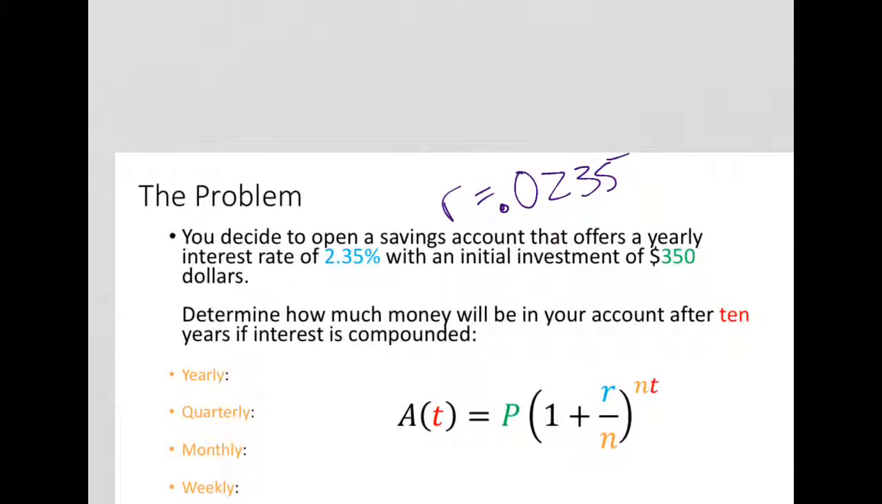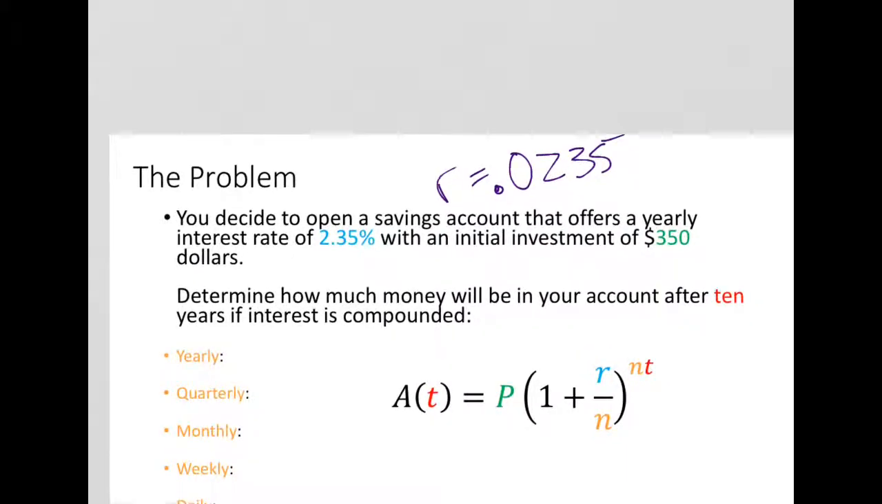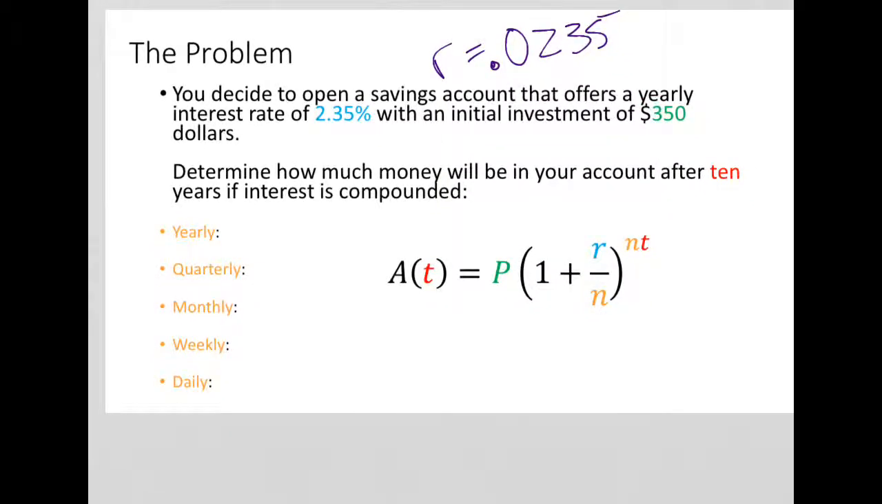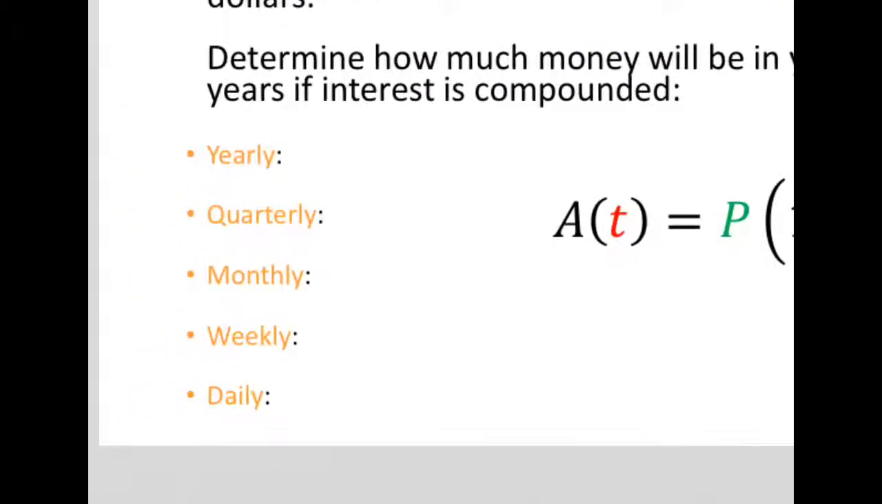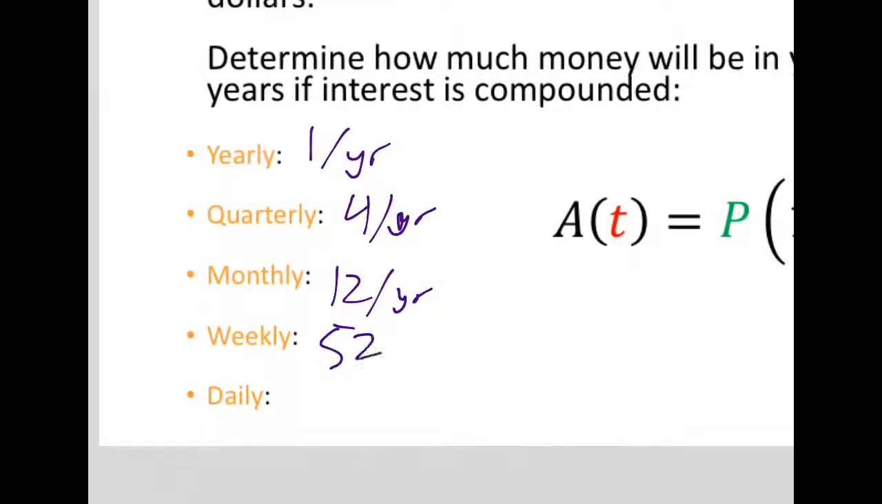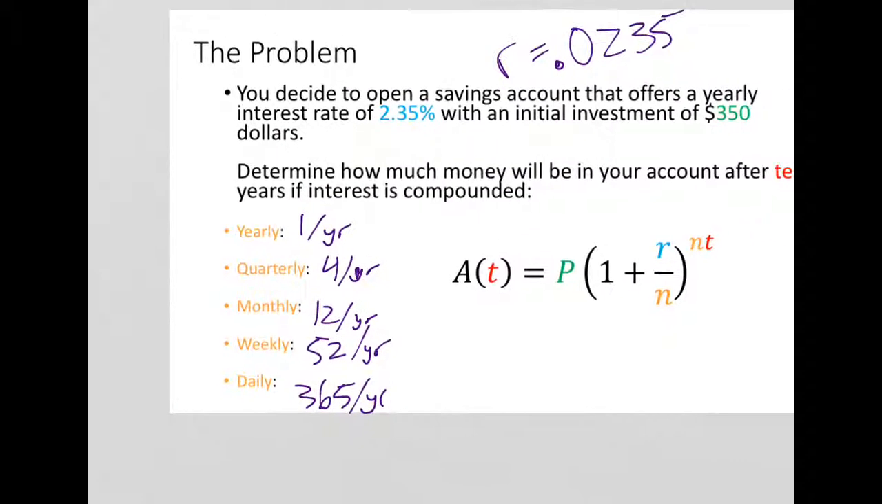And we have an initial investment of $350, and we want to know how much would be compounded. How much would you earn in your account after 10 years if you compounded at these different rates? So yearly, so once per year, or quarterly, which is 4 times per year, or monthly, so 12 times per year, or weekly, 52 times per year, or daily, 365 times per year. So those are going to be our different n values that we are looking for.